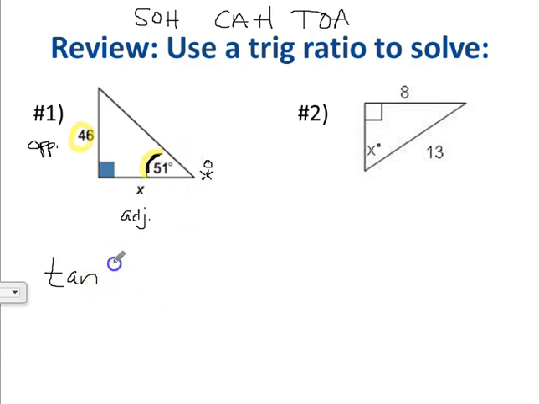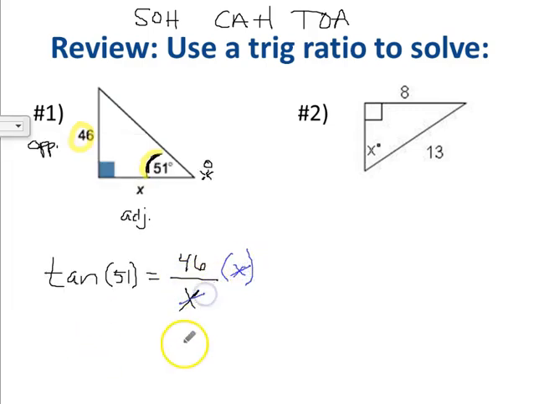So I start with writing my ratio. I always write tangent of the angle measurement equals, and then it's the opposite side over the adjacent side. TOA. We need to solve for x, and right now x is in our denominator. That's not a good thing. We need to move it to the numerator. To do that, I'm going to multiply this side times x, because then our x's cancel out on the left. Whatever I do to one side of my equation, I have to do to the other.